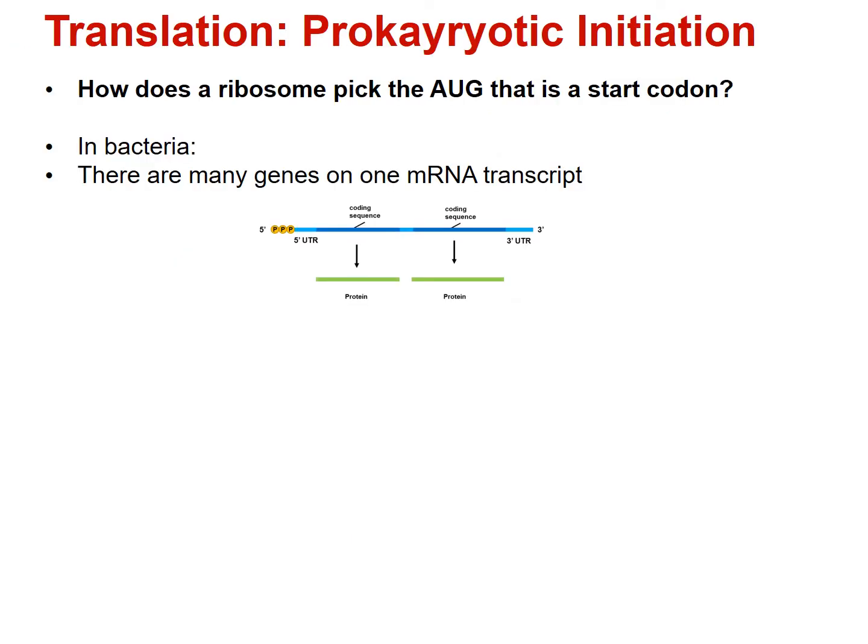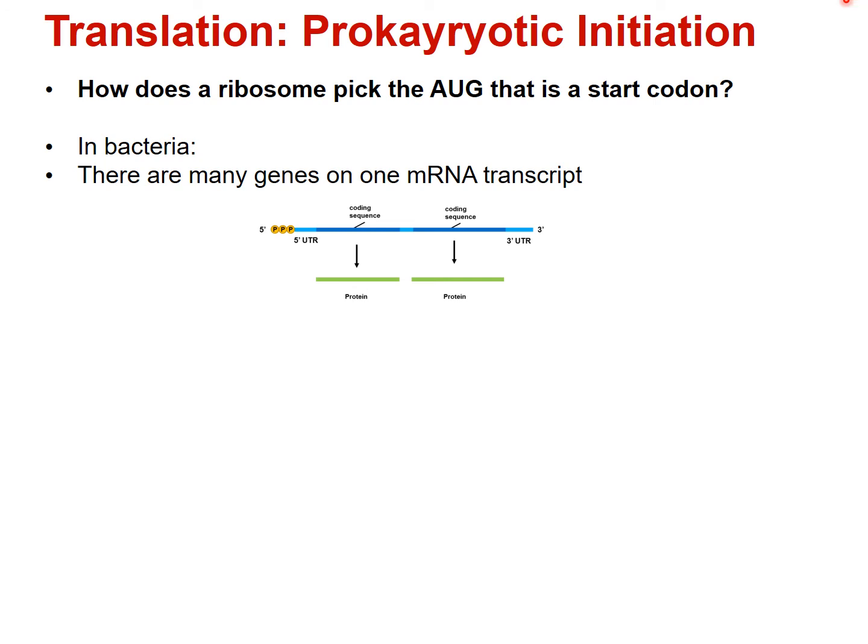Okay, so I mentioned that we're going to cover some things about translation initiation. And so I'm going to take this time now to talk about the differences in translation initiation between bacterial or prokaryotic systems and eukaryotic systems. So the question is, how does the ribosome pick the appropriate start codon, the appropriate AUG, from all the other AUGs that are sitting in a messenger RNA that are just supposed to code for methionine?